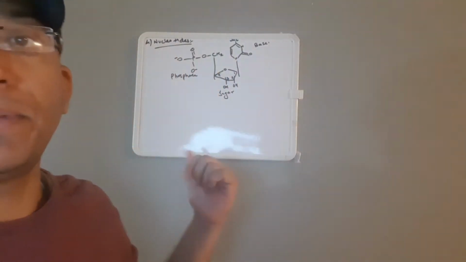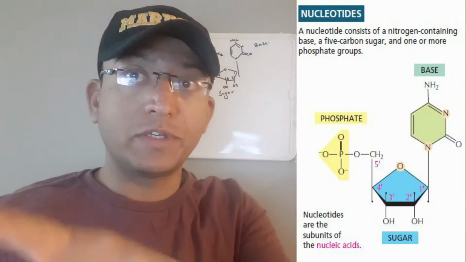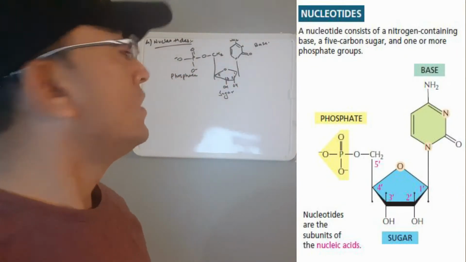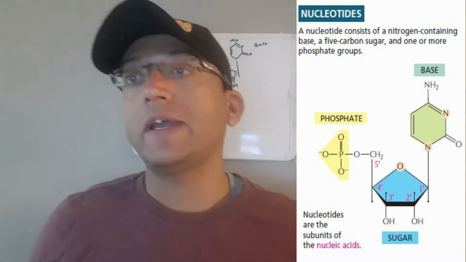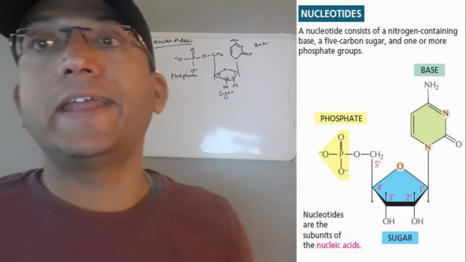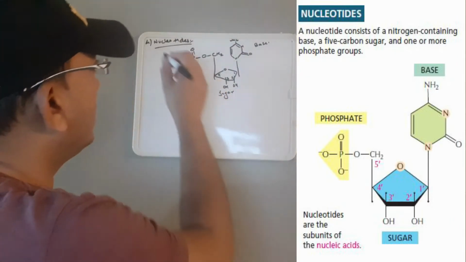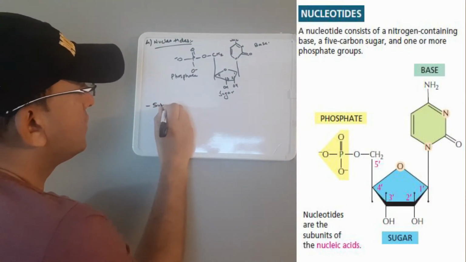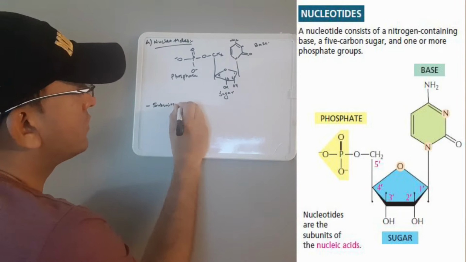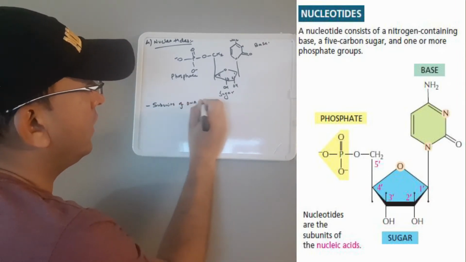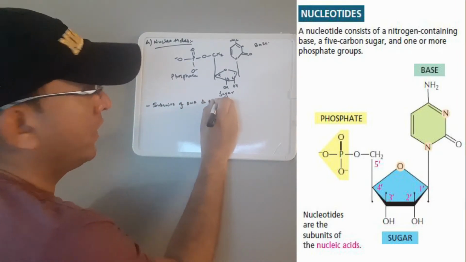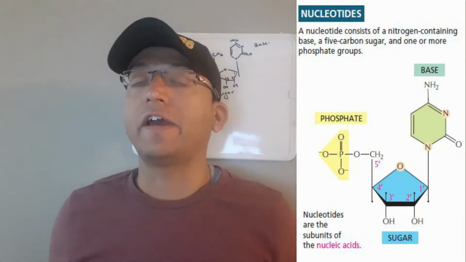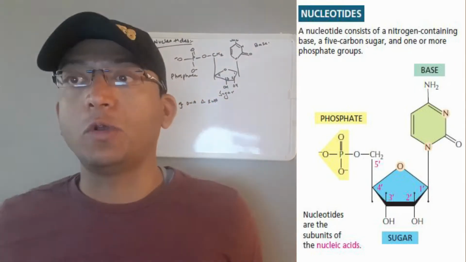Right, so I draw a picture. I will post a picture here as well. You will see the clear image. So nucleotides are subunits of DNA and RNA. What are nucleotides? They are subunits of DNA and RNA. That means DNA and RNA are built from nucleotides.